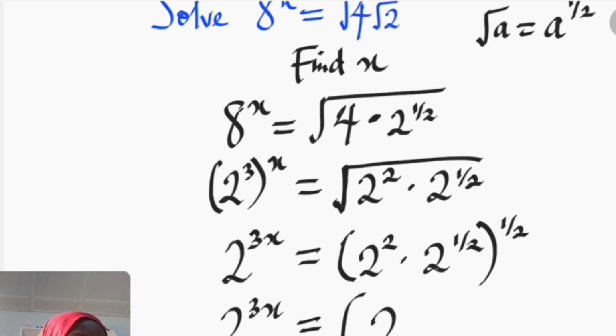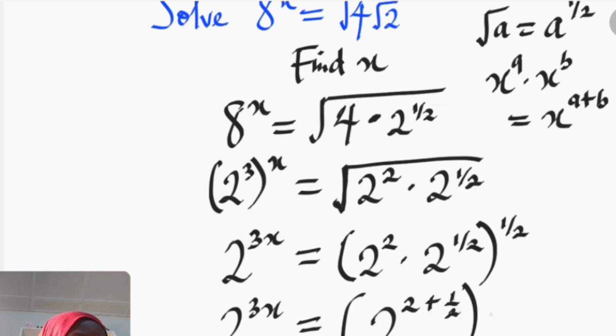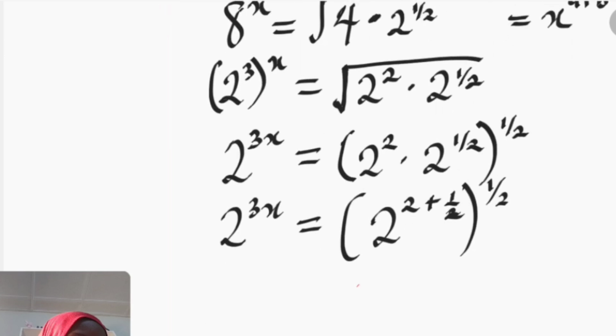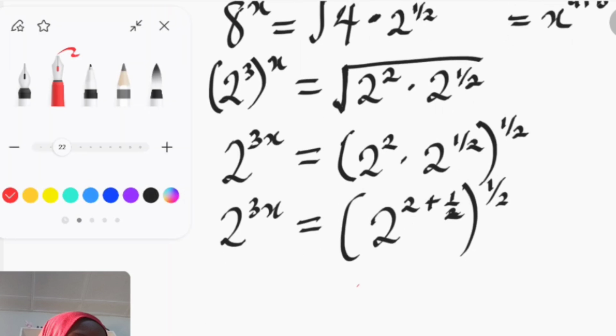We pick one of the base, which is 2, and then we add the powers. From the laws of indices, if you have x to the power of a multiplied by x to the power of b, this is equal to x to the power of a plus b. So now this becomes 2 to the power of 2 plus 1 over 2, all to the power of 1 over 2. Now what we're going to do now, we're going to have a rough work by the side.